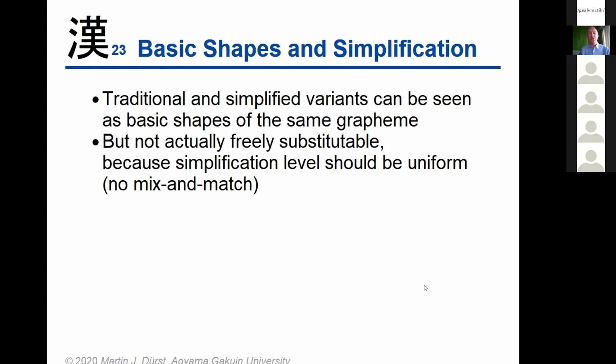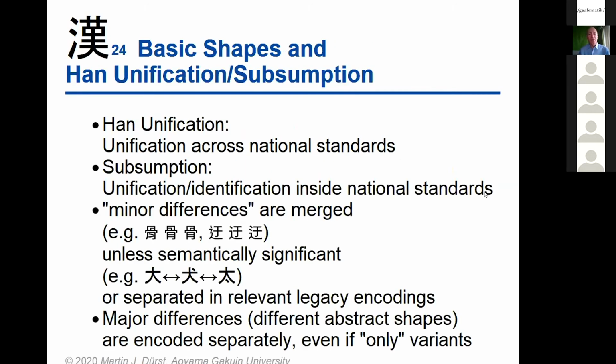Okay, now let's go back to basic shapes. Traditional and simplified variants, for example, can be seen as basic shapes of the same grapheme. But, well, is that really true? How should we think about this? They are not really freely substitutable, because the level of simplification should be uniform. You cannot just mix and match simplified and traditional characters.